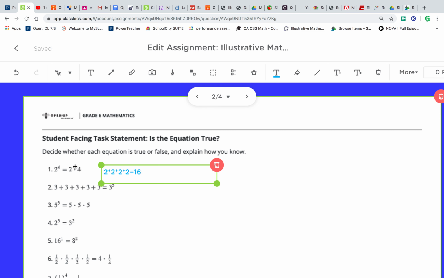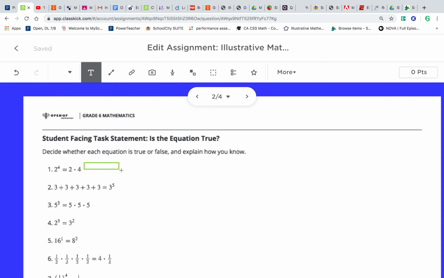And then on the other side we have 2 times 4. Well, 2 times 4 is 8. Well, that's not equal. So we would have to answer this as being false. This is not a true equation.